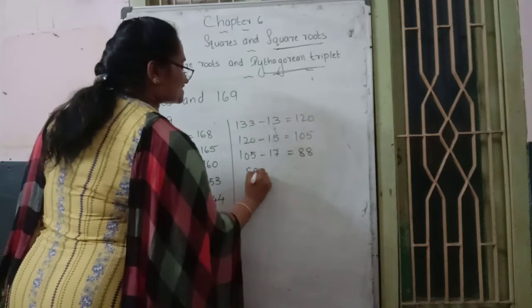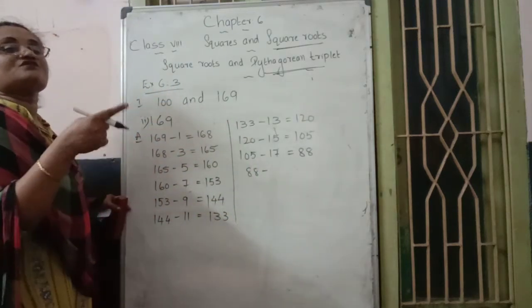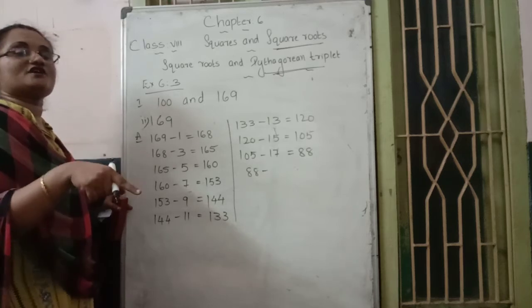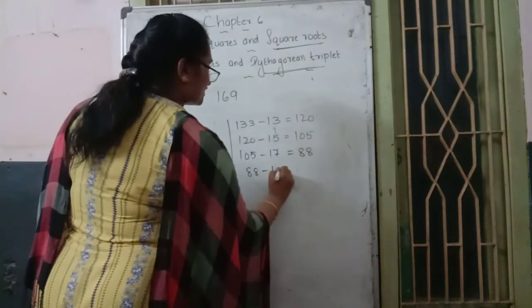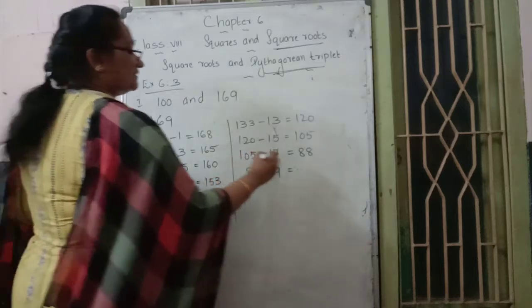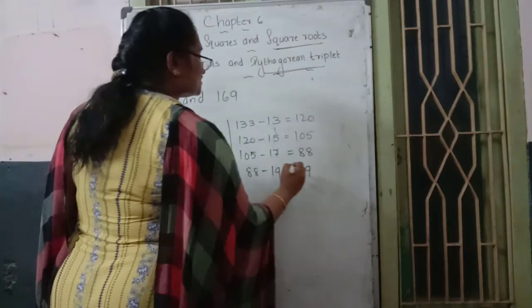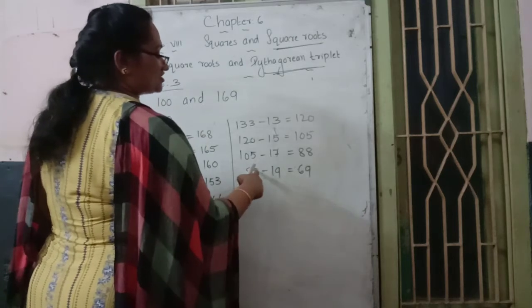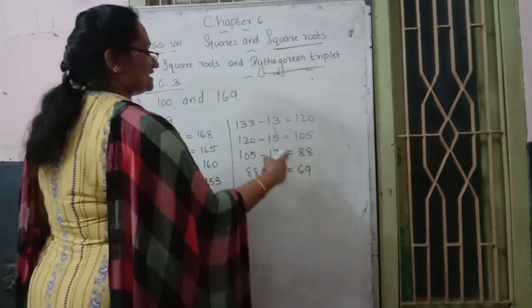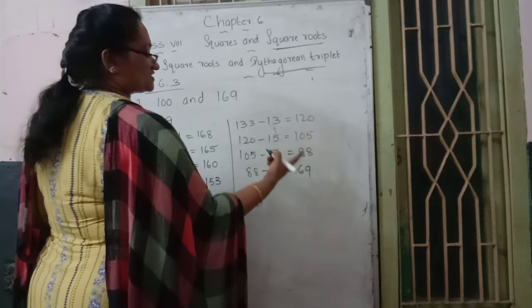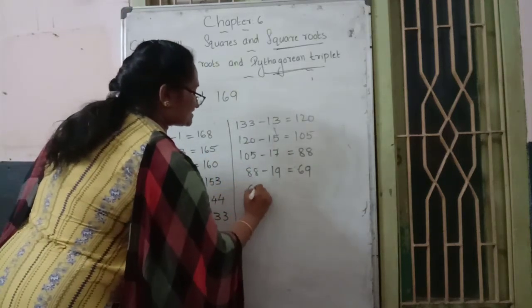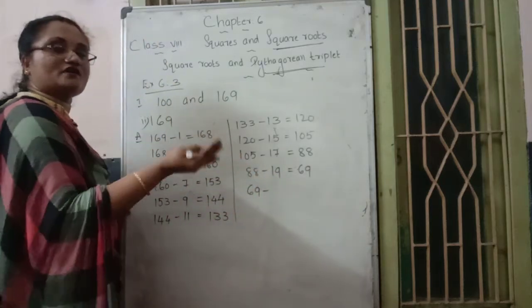Again 88 is subtracted with the next odd number. 18 is the even number. The next odd number becomes 19. So again subtraction, here 9 will come. 88 minus 19: 8 minus 9 is not possible, borrowing from 8, 18 minus 9 becomes 9. Then 7 minus 1 comes to be 6. So 69. Again 69 is subtracted with the next odd number.